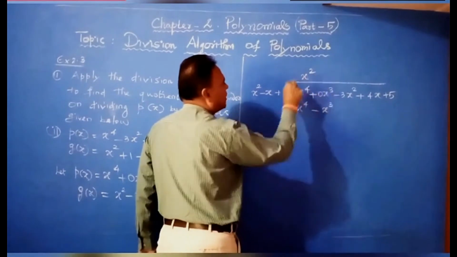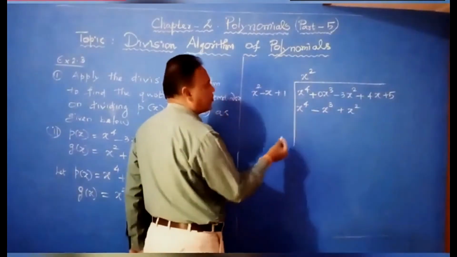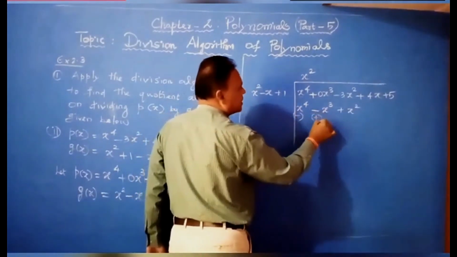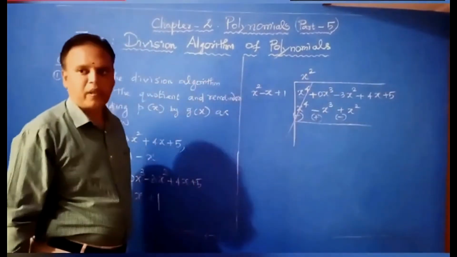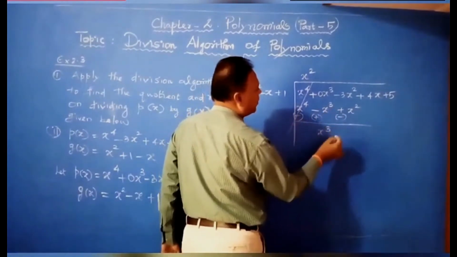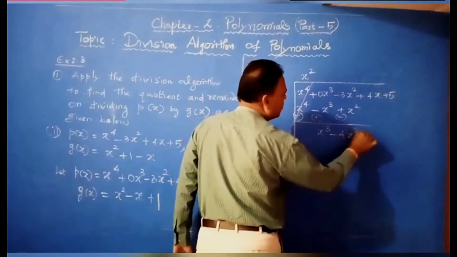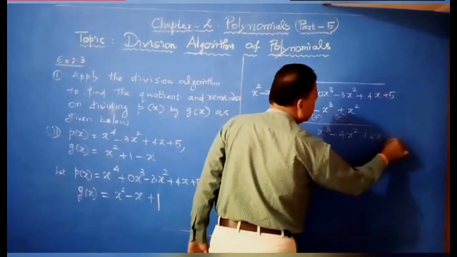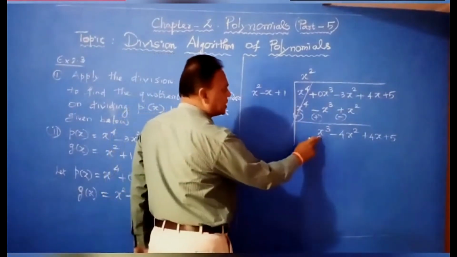Then multiply. Plus x squared, here plus x squared. Now as usual you have to subtract. So plus there means minus, minus means plus, here minus. Now cut it. So here what you will get? x cube. Here minus 3x squared minus x squared, minus 4x squared. Now bring down these two terms here, 4x plus 5. Understand?